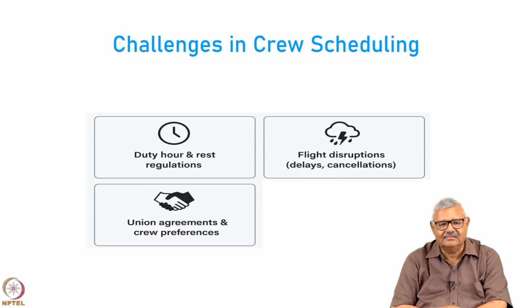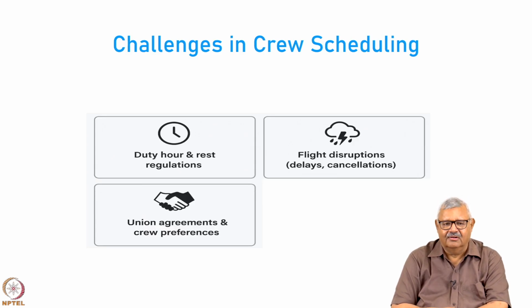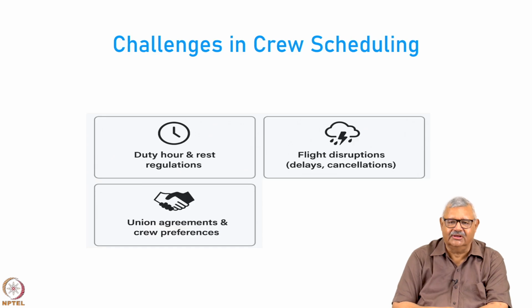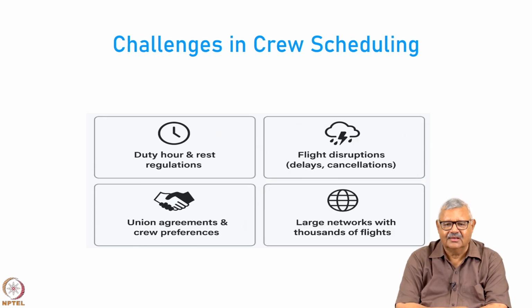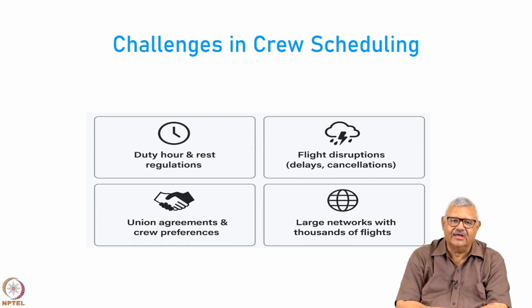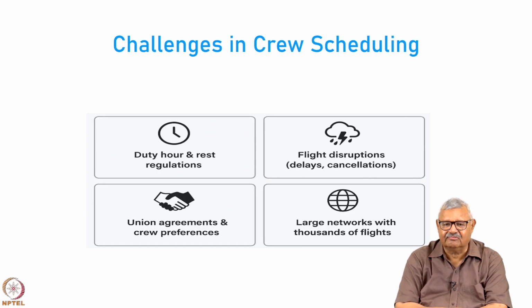Then you have agreements and preferences. Generally, the crew members have their own union, and this union negotiates with the airline certain rules, regulations and procedures. One has to do the scheduling within the constraint of these agreements and as far as possible accommodate the preferences of the crew members. And then you have an issue that you are dealing with a very large network with thousands of flights, and therefore this is a very complex problem. It is not a small problem that you can just do by hand or simply by your experience.